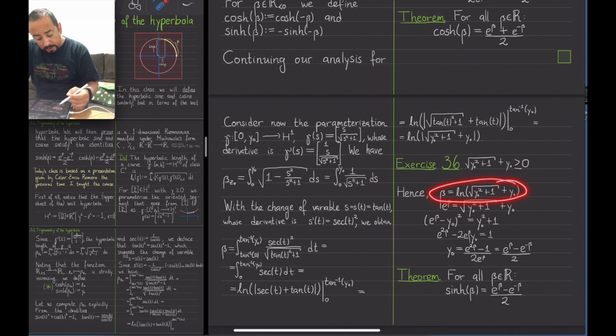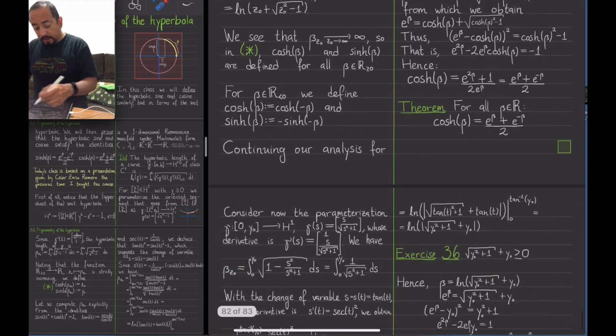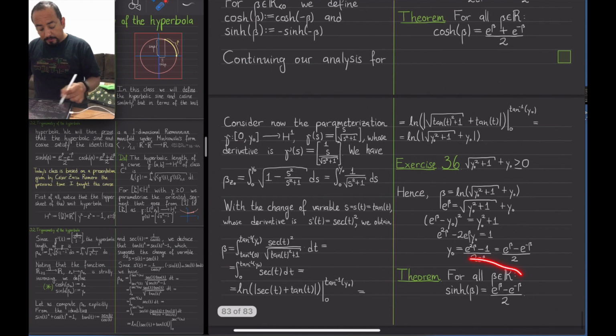We write it that way, and when we arrive here, we can just solve for y naught like we did in the hyperbolic cosine case. It's pretty much the same trick, and we obtain that the hyperbolic sine is equal to this, and this means that we proved this theorem, that the hyperbolic sine of a real number is equal to this. Here you can argue that I'm doing it for positive. Okay, sure, but then just apply this definition and it's solved.